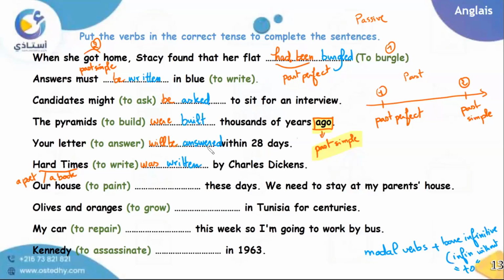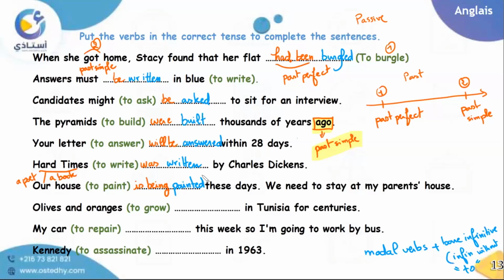Our house to paint these days. These days. We need to stay at my parents' house. So we can't stay at our house. It means that it's something that is happening right now at the moment of speaking, which means that it needs to be put in the present progressive, or continuous form, right? So the verb to be needs to be in present continuous. Is being, right now at the moment. Is being what? Paint, and the past participle.